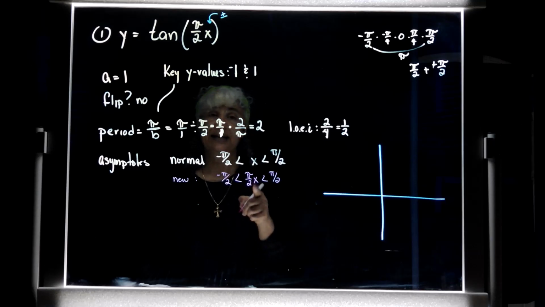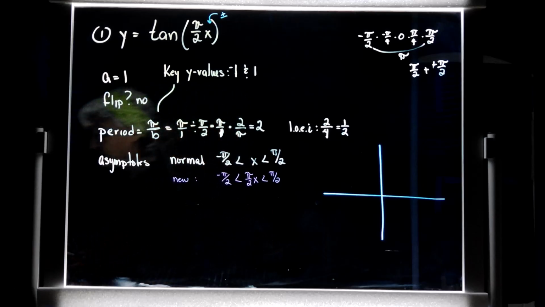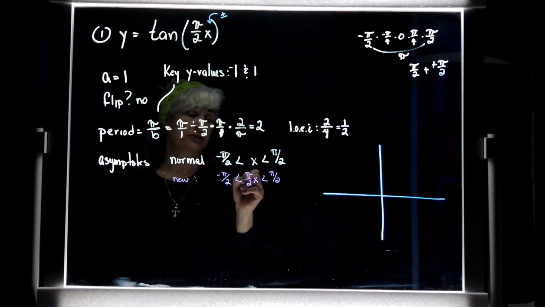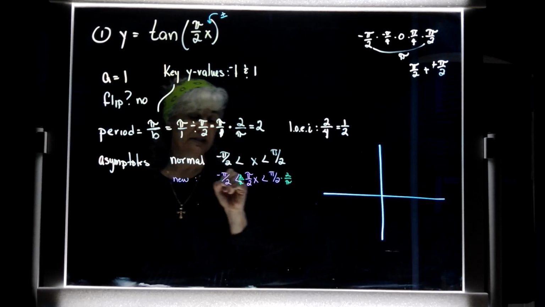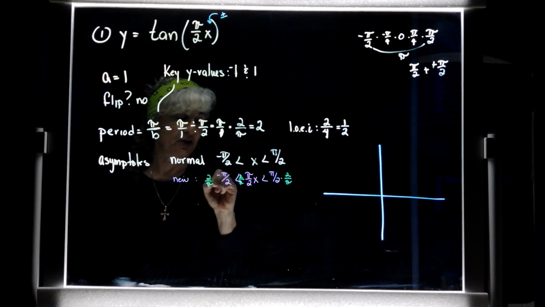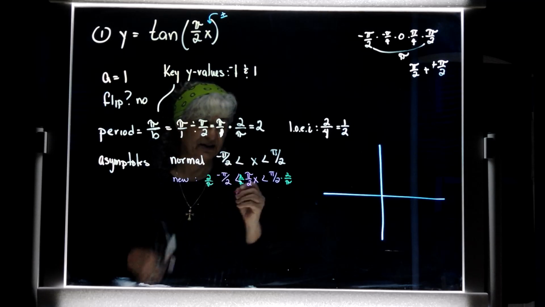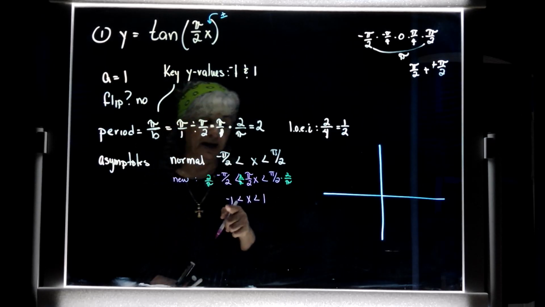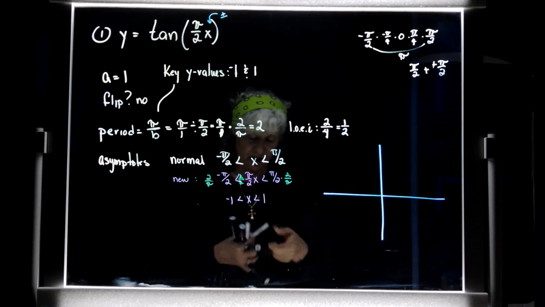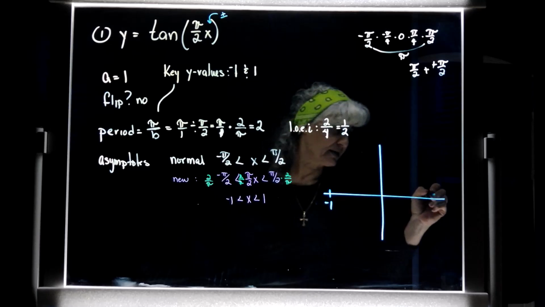And the idea is to get x all by itself in the middle. So I need to get rid of the pi over 2, don't I? So what are you going to do to get rid of the pi over 2? Good, you're going to multiply by 2 over pi on all sides, which is going to leave you with a -1 less than x less than +1. My new asymptotes are at -1 and +1.